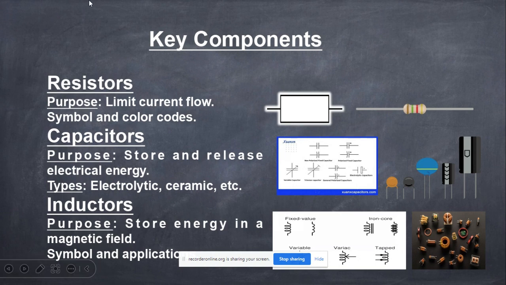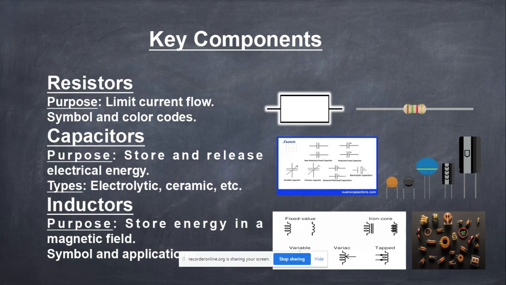The symbol of the resistor is like this, and the pictorial view of the resistor is like this. So it has a color code, right? This one is brown, and this one is green, and this one is red, and this is the tolerance value.